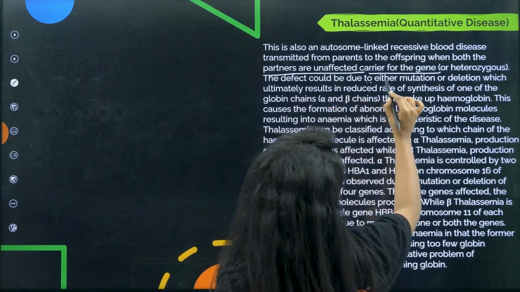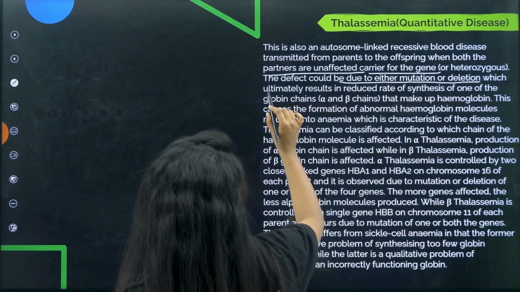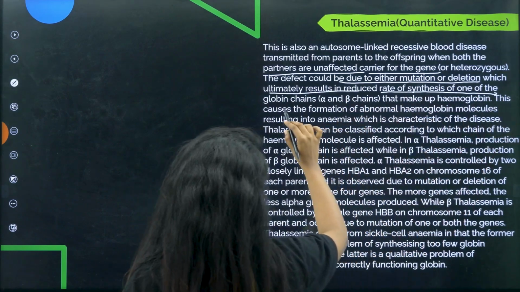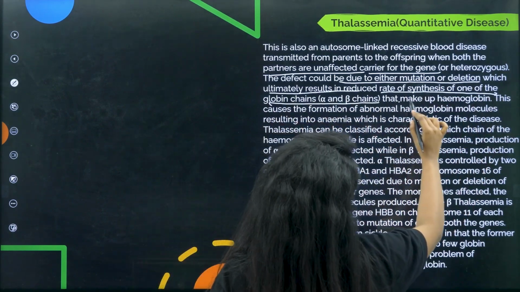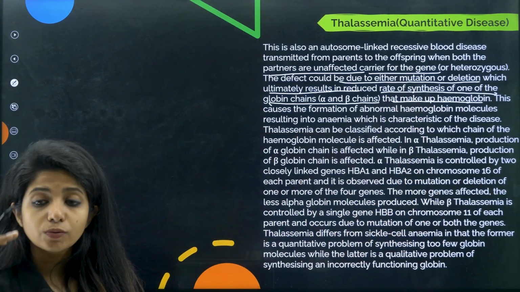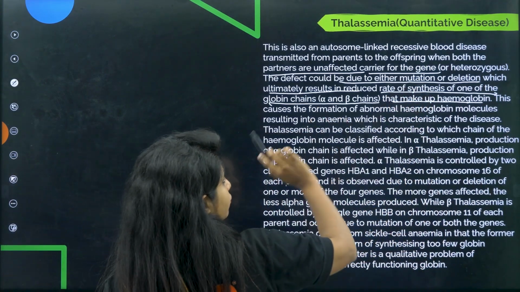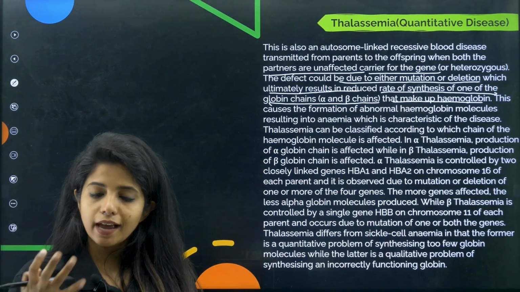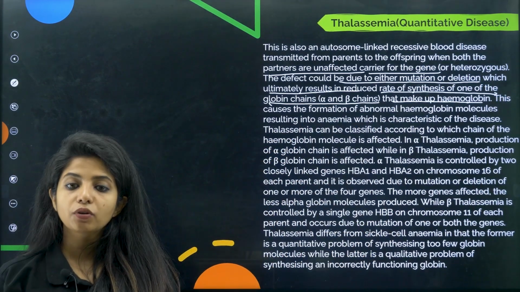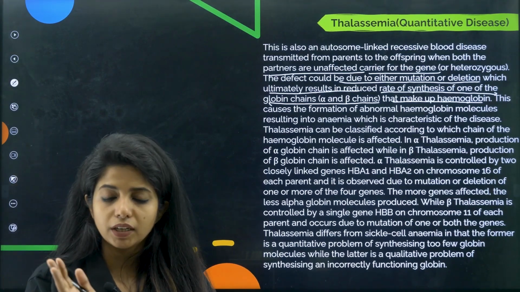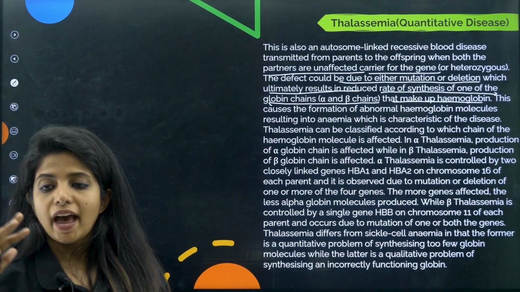Now the defect could be due to either mutation or deletion, which ultimately results in reduced rate of synthesis of the globin chains that make up the hemoglobin. So quantitative, as I said, it is reducing the quantity of either alpha chain or beta chain. So you have alpha thalassemia where you are affecting the alpha chain, you have beta thalassemia where you are affecting the beta chain of hemoglobin. Okay, it won't be making enough amount of beta chain or it won't be making enough amount of alpha chain.